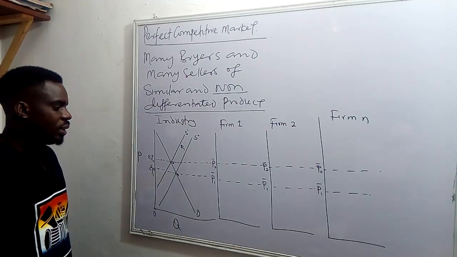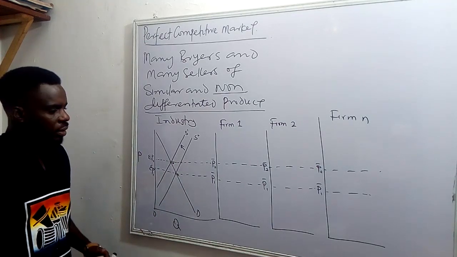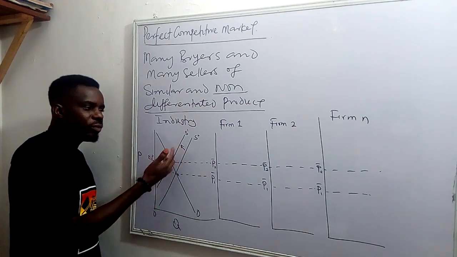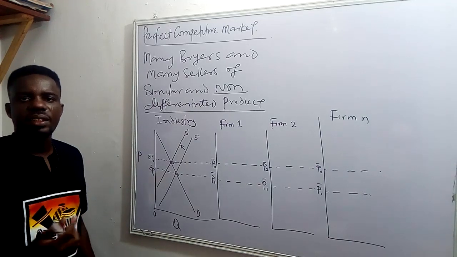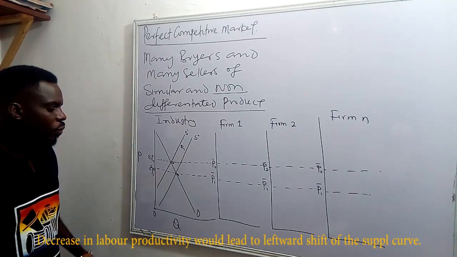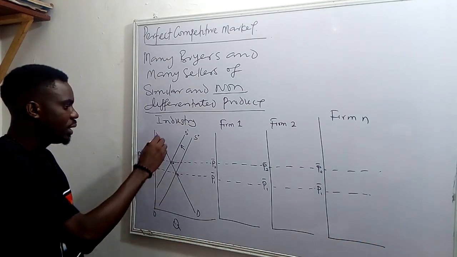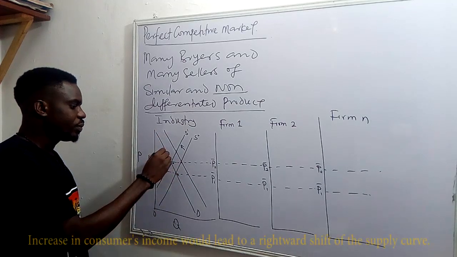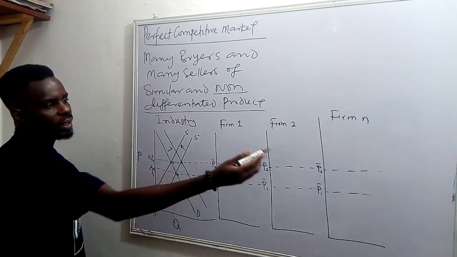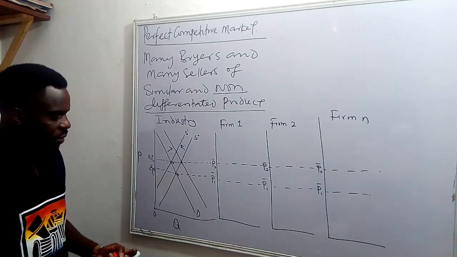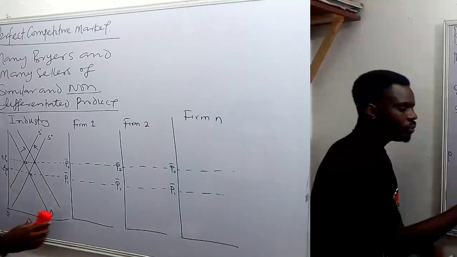Also, if there is a rightward shift of the demand curve, before that, what could lead to a leftward shift of the supply curve? Probably, if there is decrease in labor productivity. For the demand curve, if there is increase in consumer's income, there will be a rightward shift of the demand curve. Then we have the new equilibrium price, which will be transferred to all the firms in the industry accordingly. But for the sake of this class, we will restrict ourselves to the demand curve.